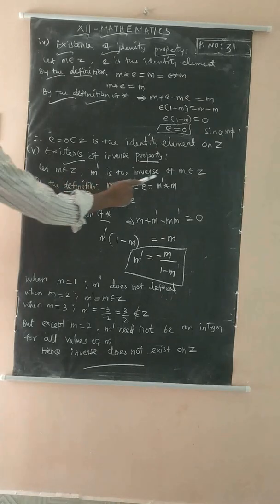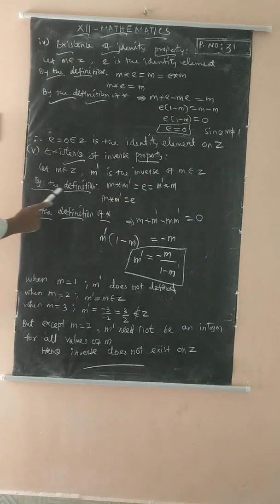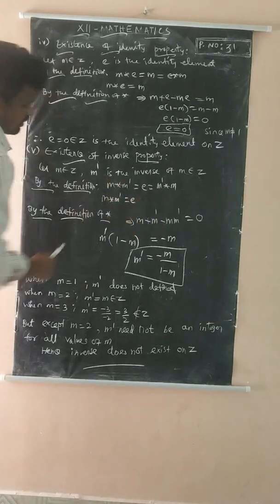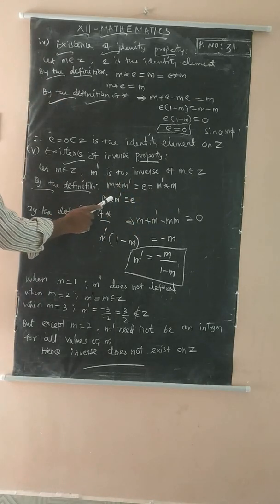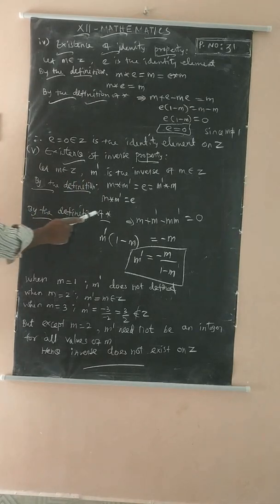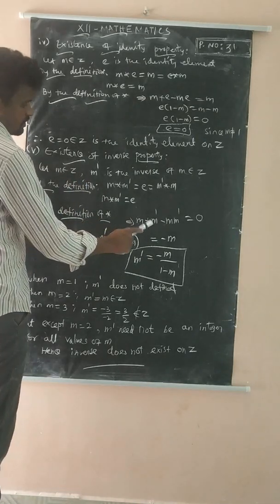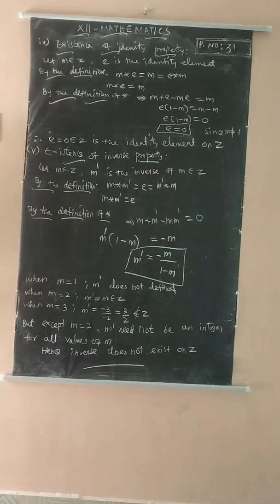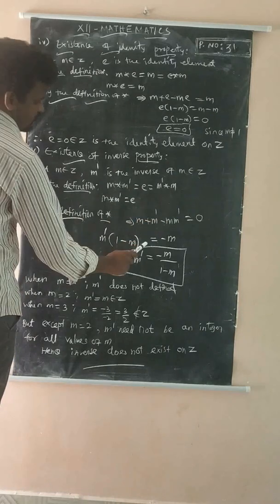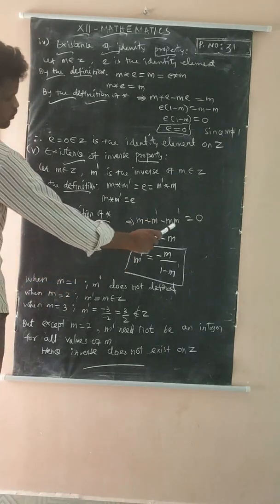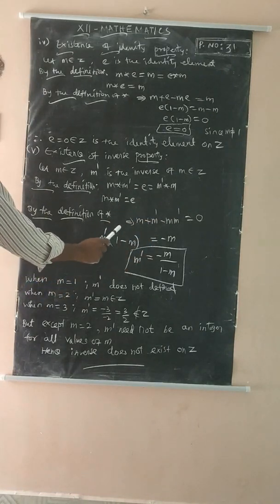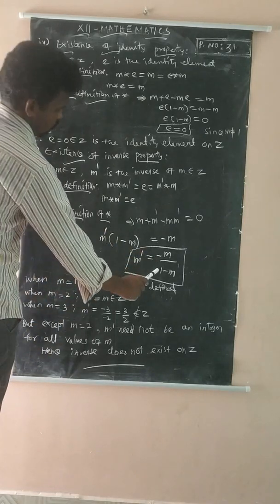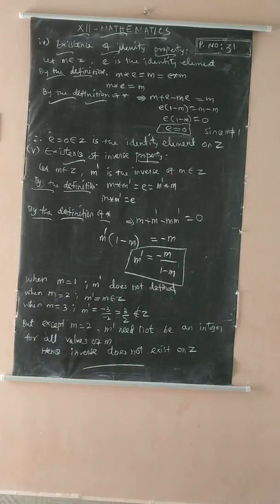So m dash is the inverse of m. By the definition of inverse, m star m dash equal to e, which is equal to m dash star m. But take the first part, m star m dash equal to e. By the definition of star, m plus m dash minus m m dash is equal to 0, since the identity element is 0. So take m to the other side, which is equal to minus m. Take m dash outside, m dash of 1 minus m. So m dash equal to minus m by 1 minus m. So it's a fraction term.